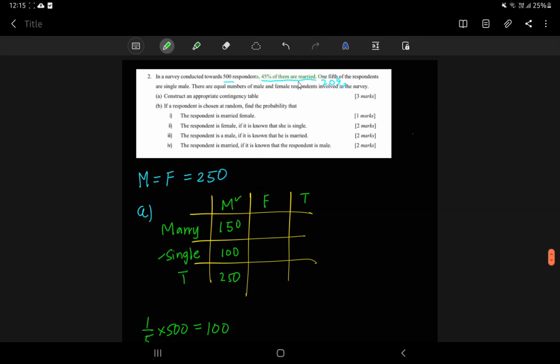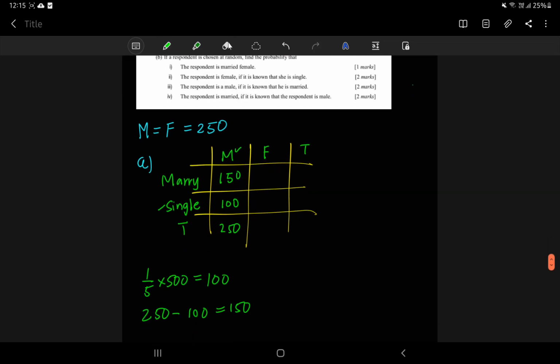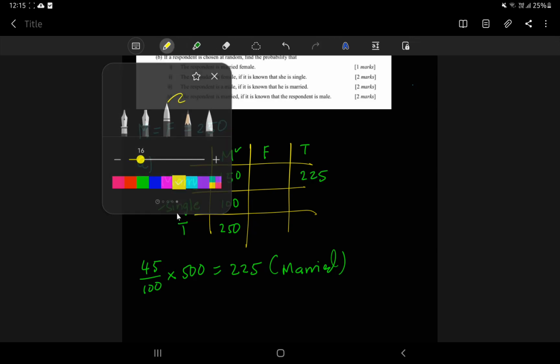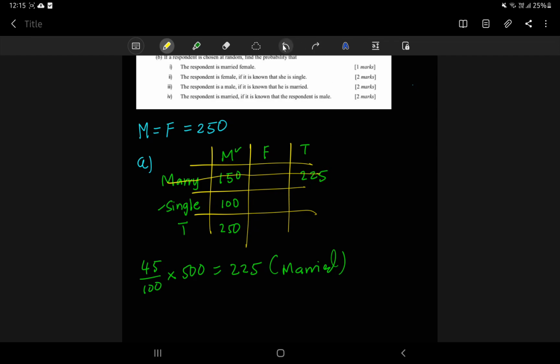The next information is 45% of them are married. So 45 over 100 are married, which means 45% out of 500. So how much is this? 45 over 100 times 500 is 225. So 225 are married, regardless of the gender. So the total number of married is 225. In this row, the total is 225, like that.